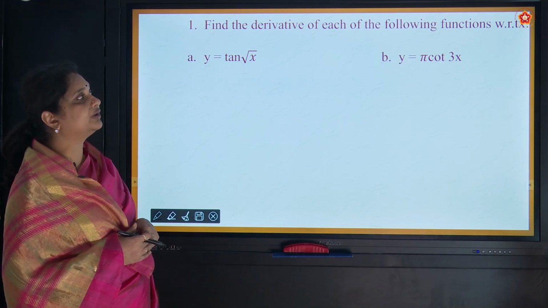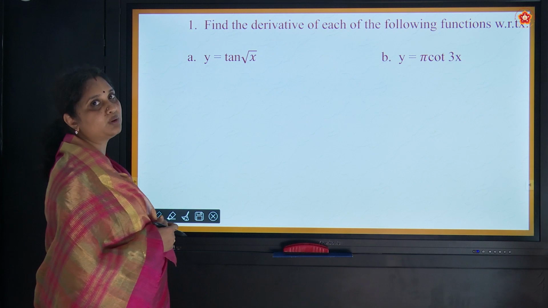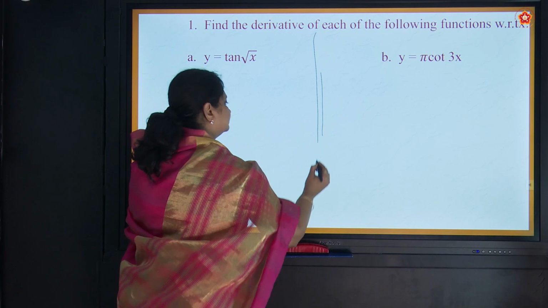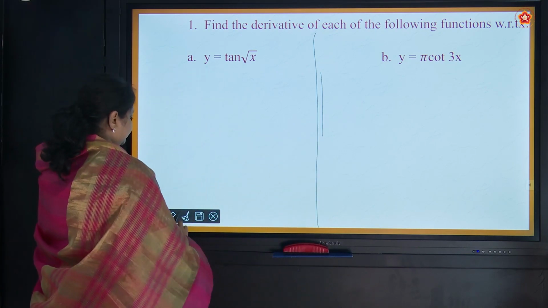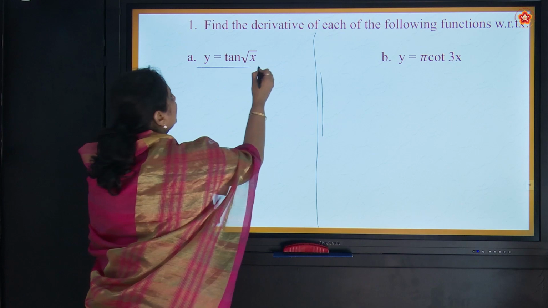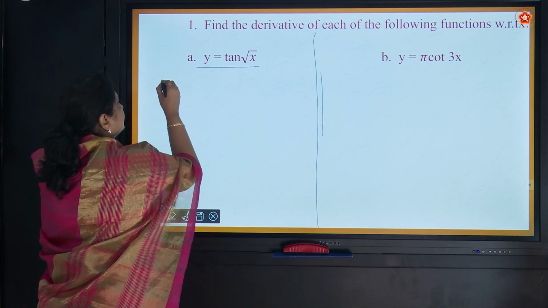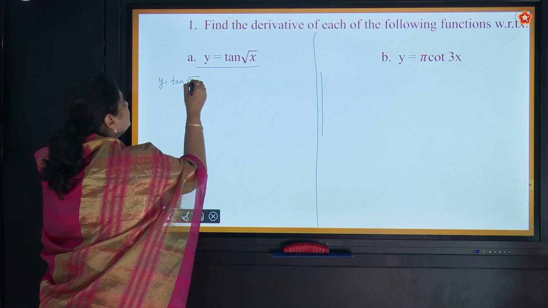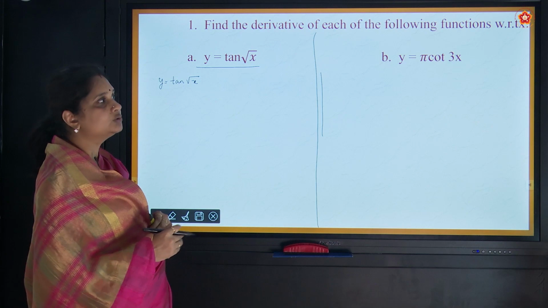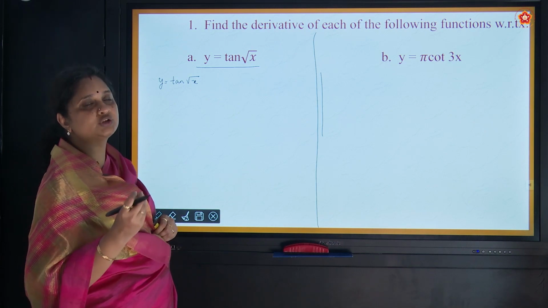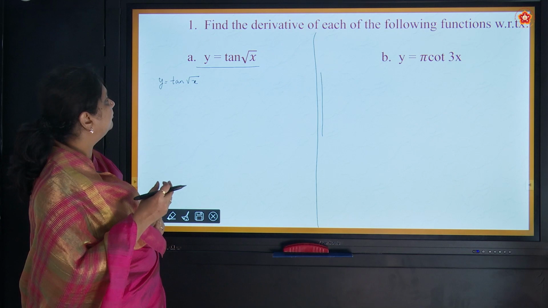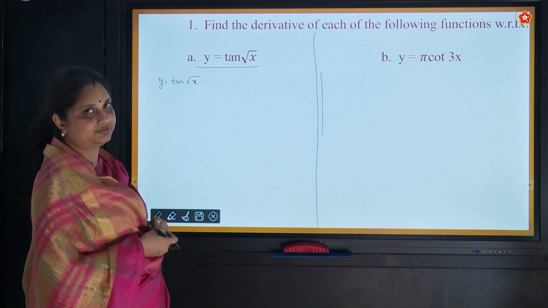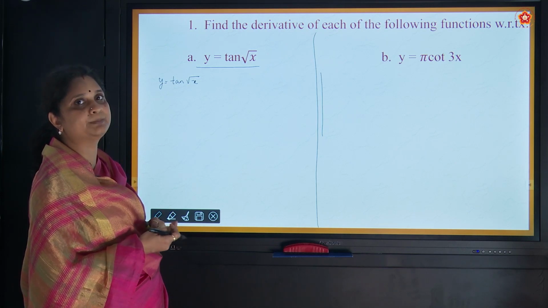Find the derivative of each of the following functions with respect to x. We have two functions here. Let's solve one by one. Now, the first function is y is equal to tan root x. So, y is equal to tan root x is the first function that we have been given. We can very well see that it's a composition of functions. The outermost function is a trigonometric function. The inner function is a power function. That is, a variable is raised to a power.